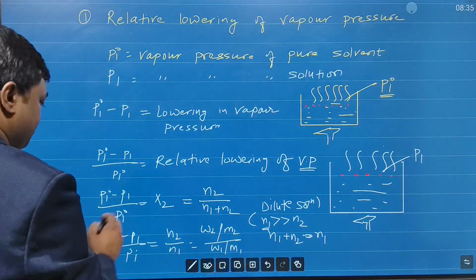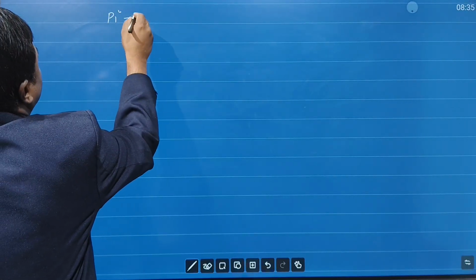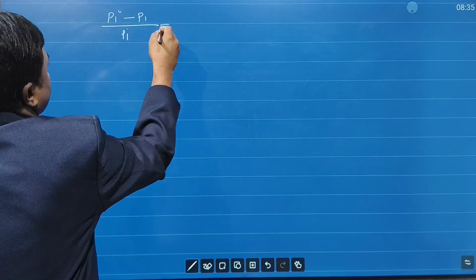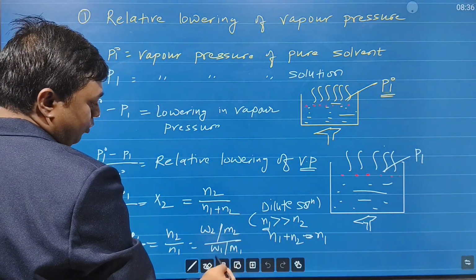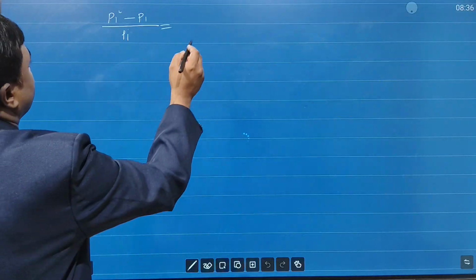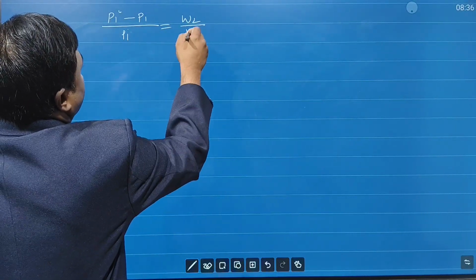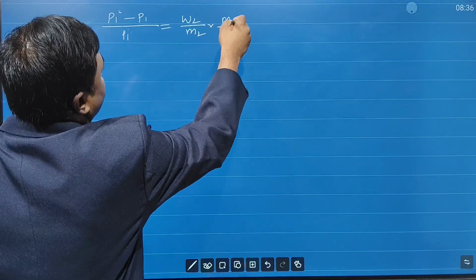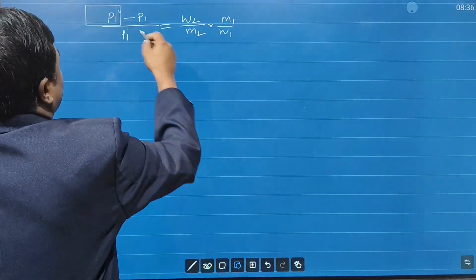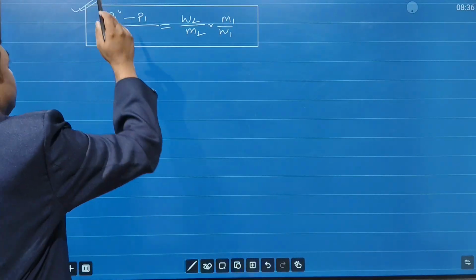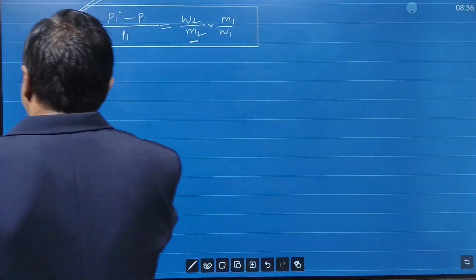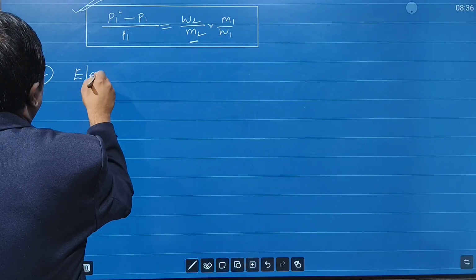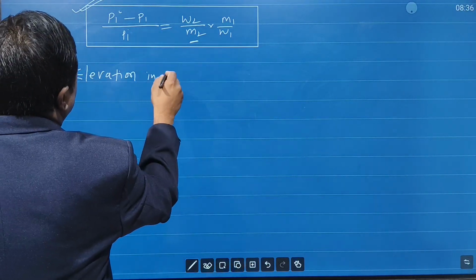So finally we can write that the relative lowering of vapor pressure, P1 degree minus P1 by P1 degree, is equal to W2 by M2 into M1 by W1. This is the formula to find the relative lowering of vapor pressure. Generally they will ask in the numerical for M2, the molecular weight of solute. Am I clear? Next concept, we have elevation in boiling point.